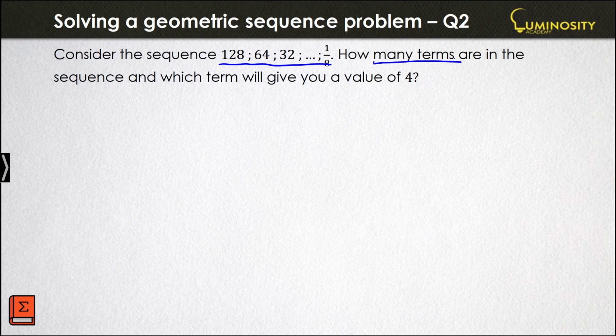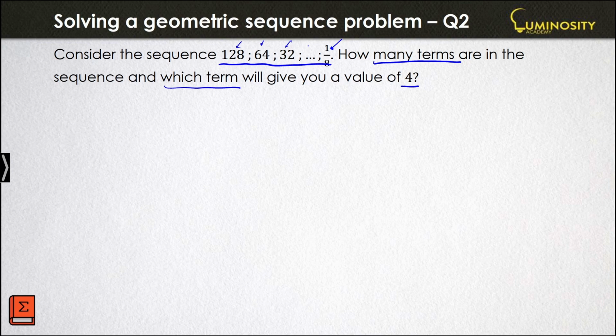How many terms are in the sequence and which term, so the position in the term, will give you a value of 4? So will it be the second term? Probably not. The second term is 64. It's definitely not the third term or the first term. It's definitely not the last term. So maybe it's the fourth term, the fifth term, the eighth term. Well, we're going to figure that out.